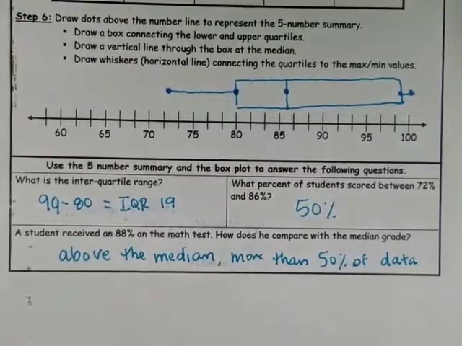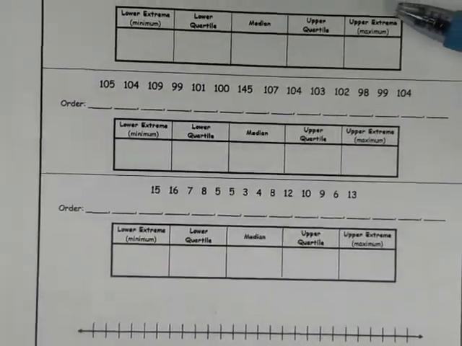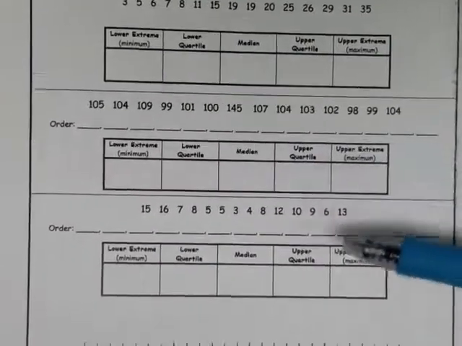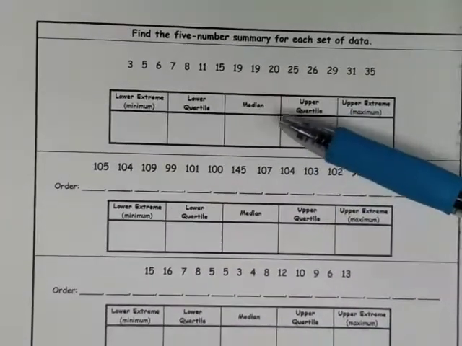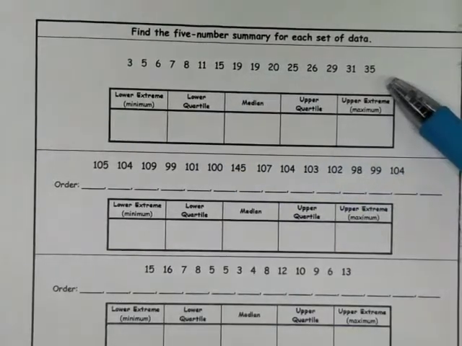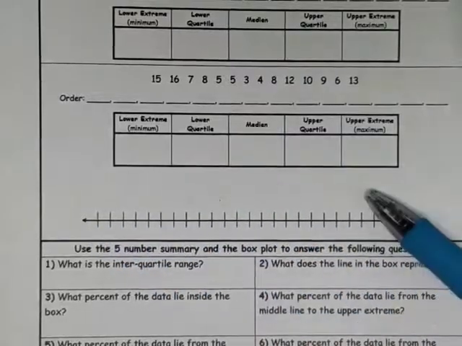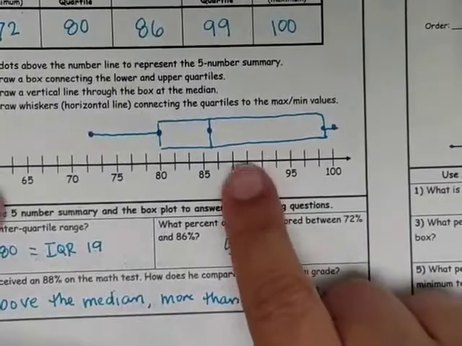And that's how you guys do 5-number summary. So what I would like for you to do is to go ahead and practice finding your 5-number summary with these 3 questions. Make sure you put your information in order from least to greatest. This one is already given to you in order. These 2 you will have to find in order. This 3rd one you will actually have to draw your box and whisker plot like we did over here.